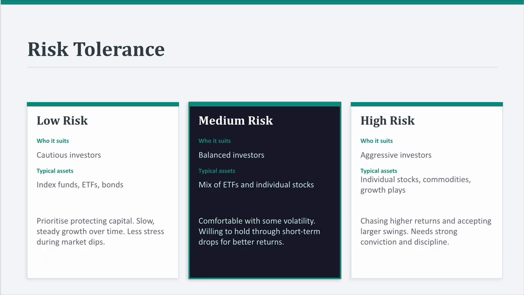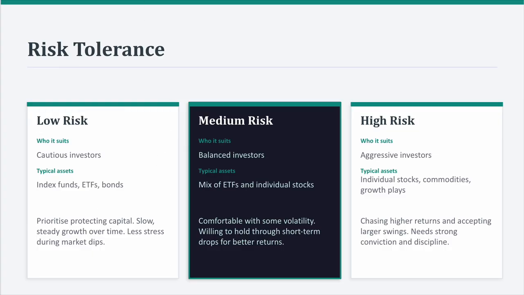Now, it's important to discuss risk tolerance, as there are three main levels: low risk, medium risk, and high risk. Low risk is what I'm looking at right now and is what most people engage in. It's for those who are more cautious. Typically, these people would invest in index funds, ETFs, and bonds, as they're still able to gain money, but it comes at a lot less risk.